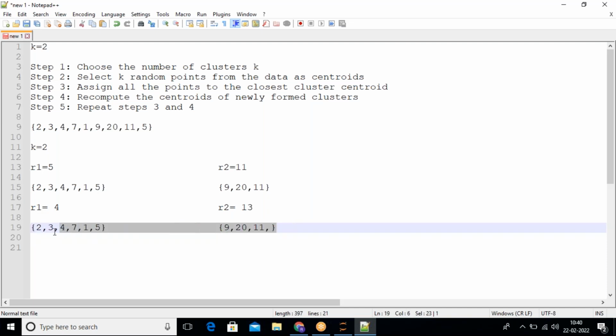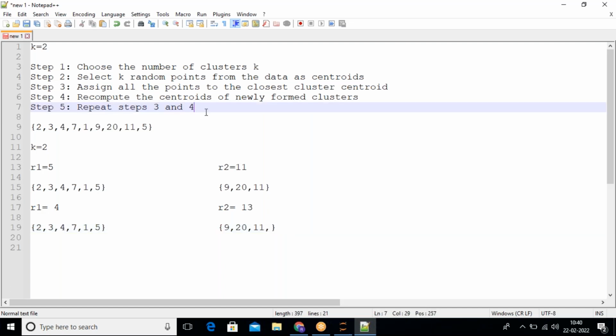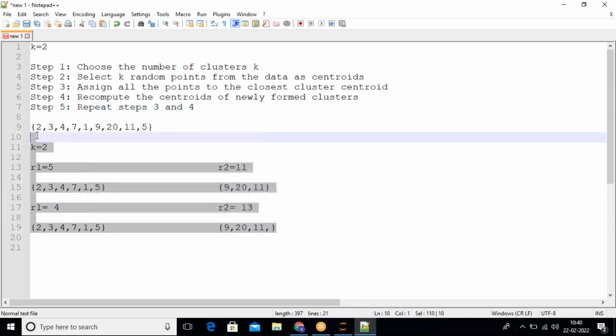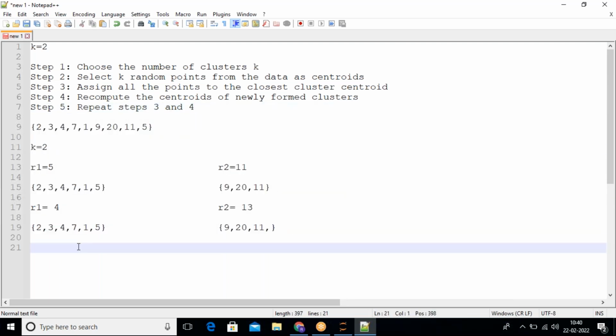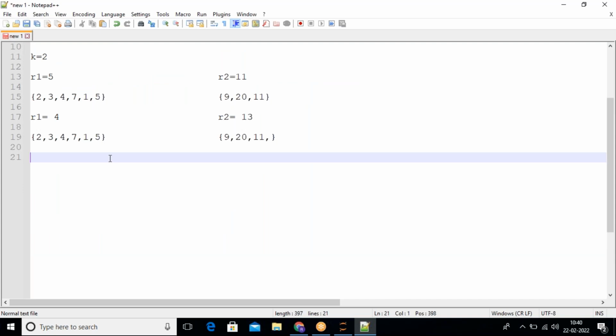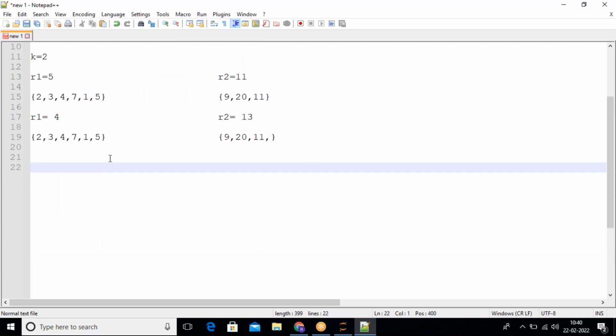Otherwise, if we get a different cluster at line number 19, then we again find the mean, meaning the centroid, and compute again. That means step 3 and step 4 are repeated. Okay? So this is how we go for k-means clustering, and this is basically the formula. Is it clear to everyone?